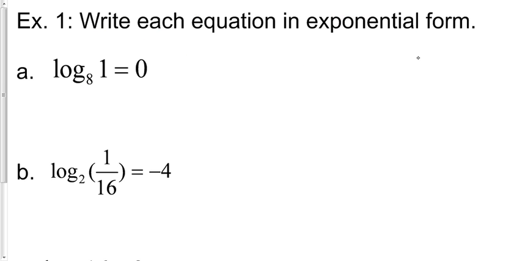Let's try converting back and forth here. So we've got some equations written in log form, and we want to rewrite them in exponential form. So what you want to do is start with your base. Our base here is 8. My power is on the other side of the equal sign. It's 8 to the 0 power equals 1. These mean the same thing, saying 8 to the 0 power equals 1, or saying that the log base 8 of 1 equals 0. We're really saying the same thing. So these are equivalent, but just two different ways to write your equation.